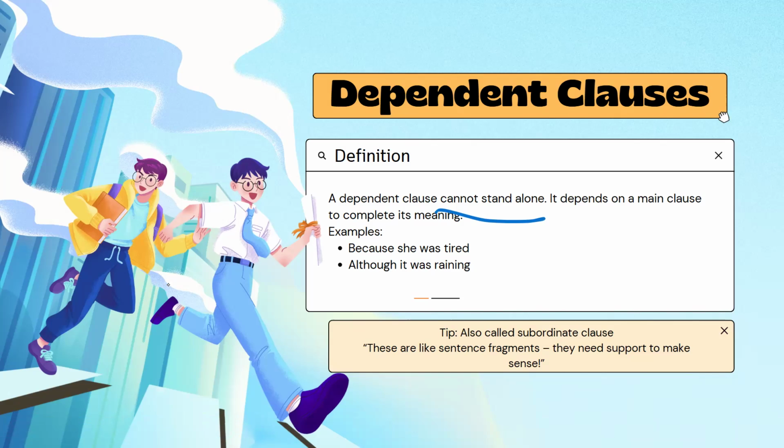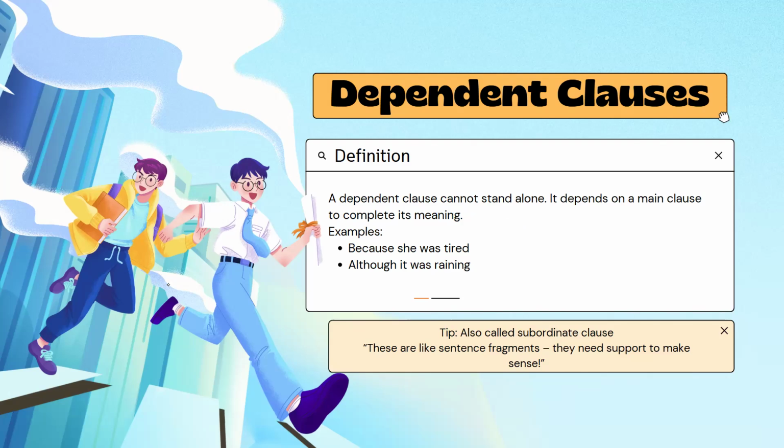Dependent clauses often begin with words like because, although, when, if, unless, and so on, which are nothing but subordinating conjunctions. So just remember, an independent clause is a complete idea, whereas a dependent clause is an incomplete idea without help.